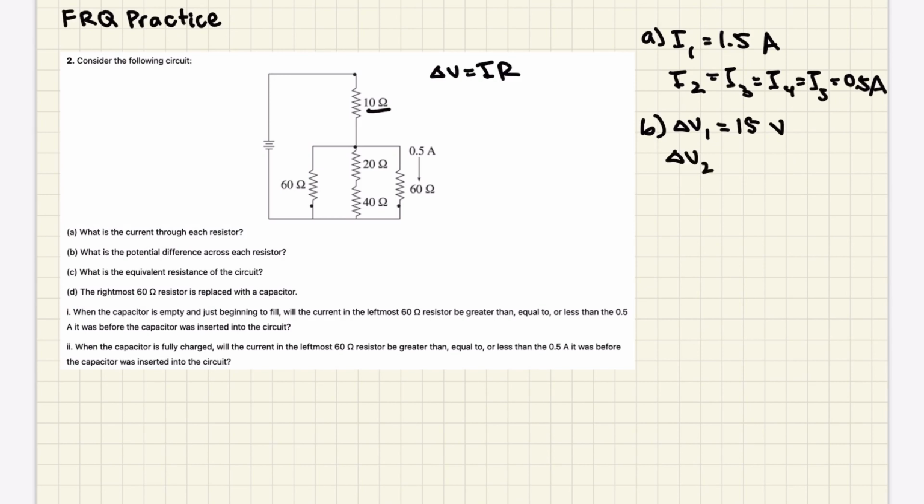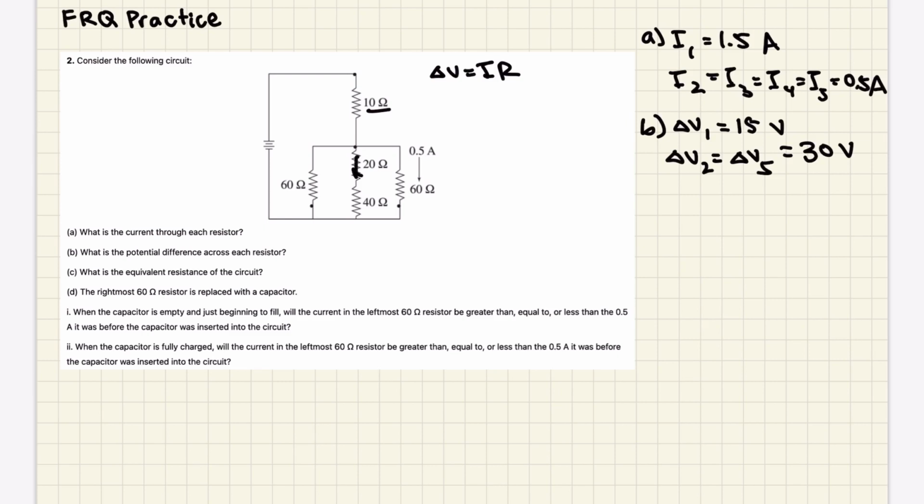And then delta V2 is actually equal to delta V5, because they both have the same current and the same resistance. And so we can just write that here. You wouldn't do that in FRQ, but we can just do that here. It's going to be 60 times 0.5, or just 30 volts.